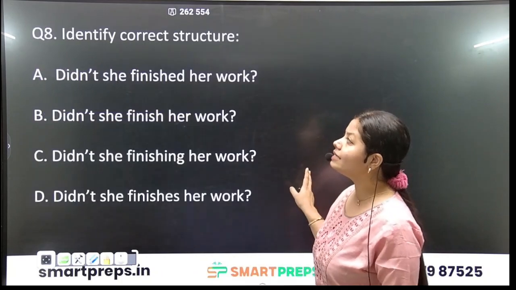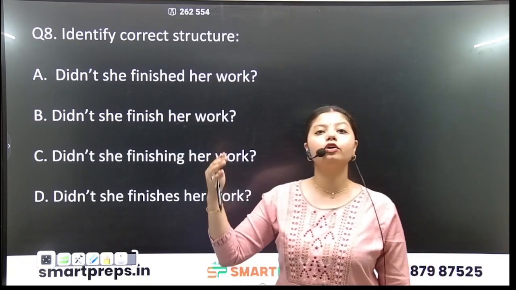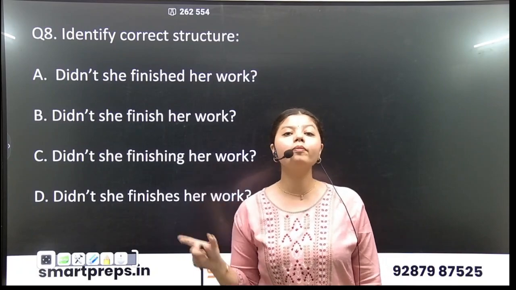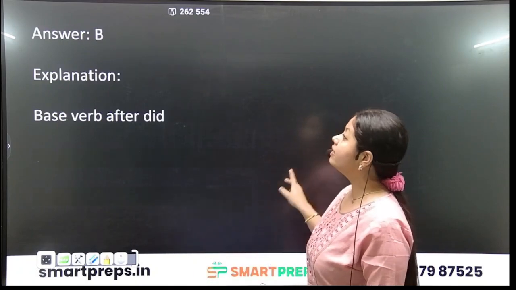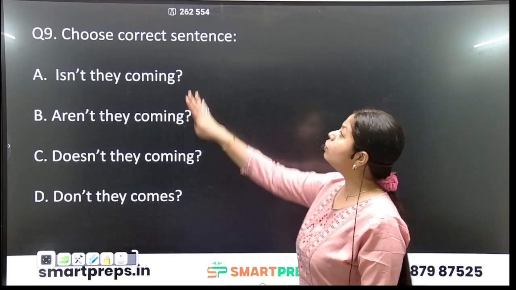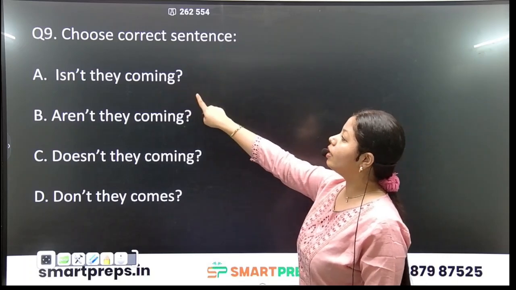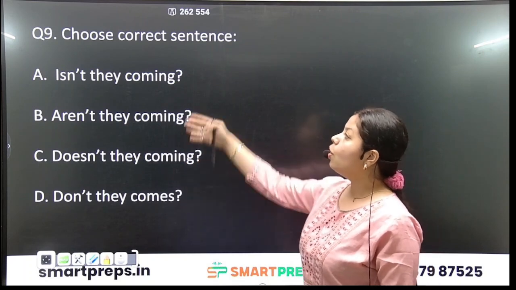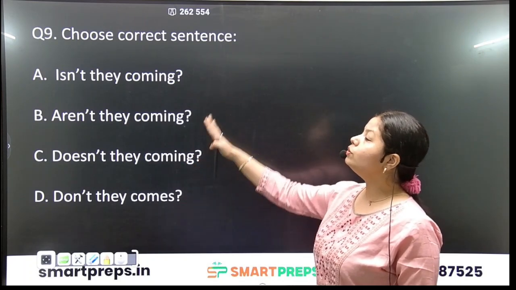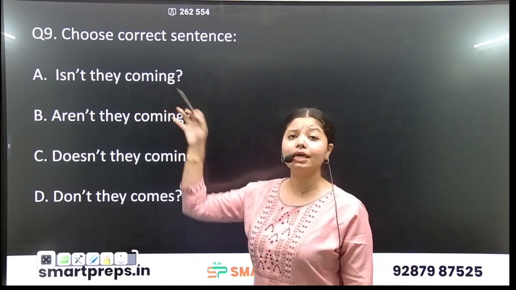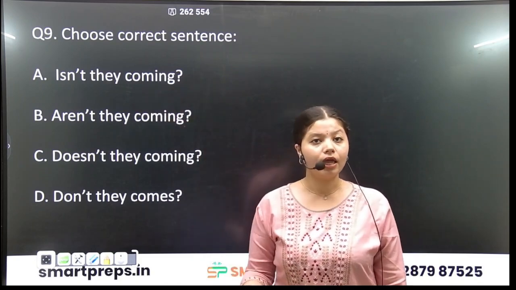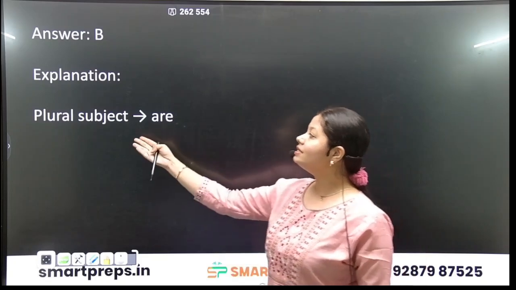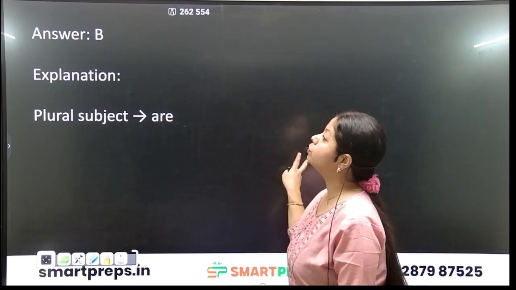I hope you all are getting it. After we learned all the rules of the negative interrogative sentence, we now know which tense is formed in the structure of a negative interrogative sentence. Choose the correct sentence. Isn't they coming? Aren't they coming? Doesn't they coming? Don't they comes? Which is the correct form? Is is not used with they in the plural form. So aren't they coming is the answer. Plural subject, so are is used.